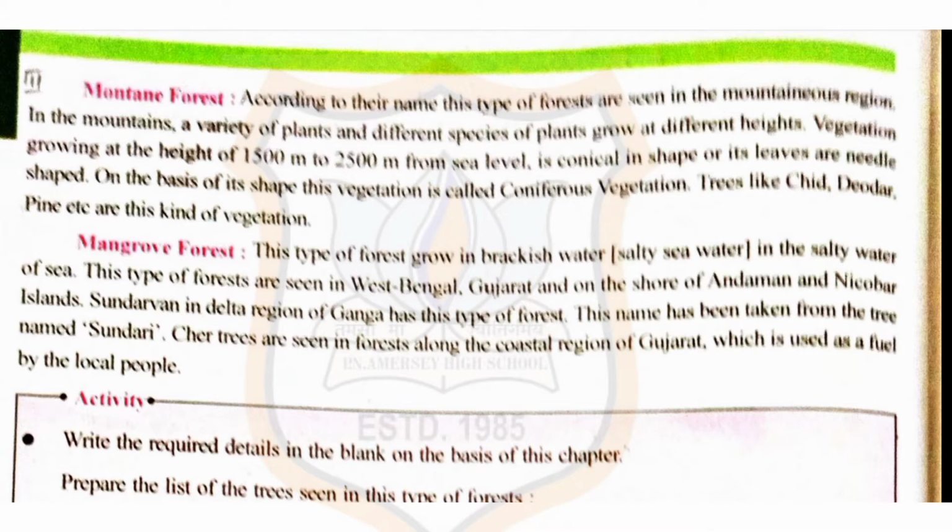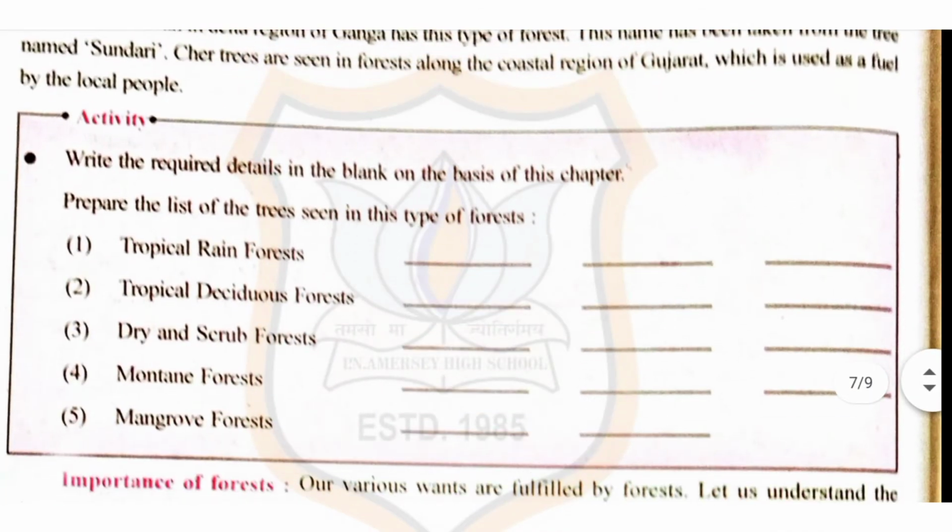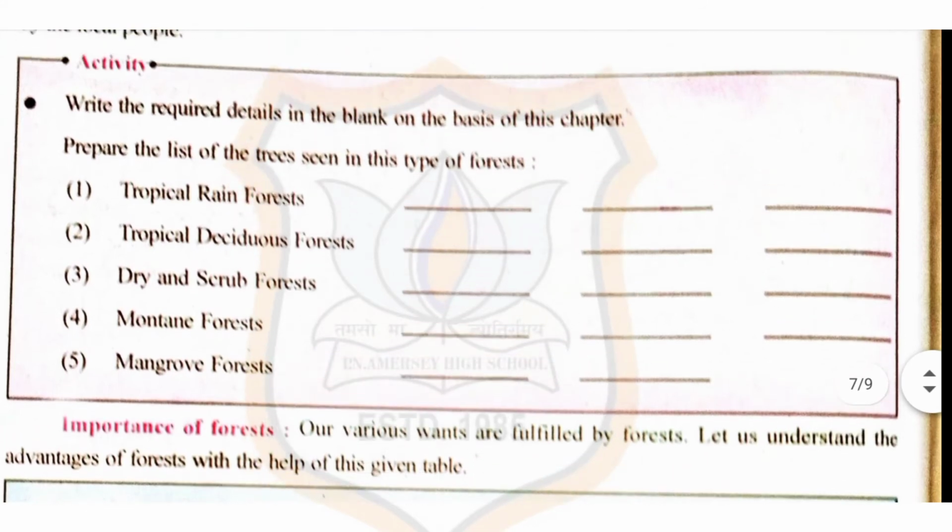Chair trees are seen in forest along the coastal region of Gujarat, which is used as a fuel by the local people. Now student, one activity is for you. Write the required detail in the blank on the basis of this chapter. Prepare the list of the trees seen in this type of forest.